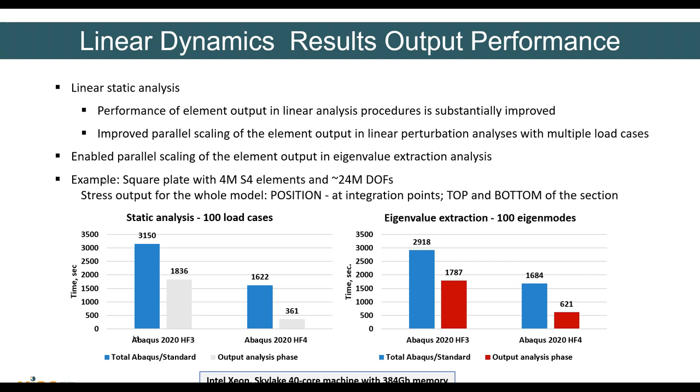So here what we have shown is performance statistics. We have a simple problem, a square plate with 4 million S4 elements, that is equal to 24 million degrees of freedom. So this huge model has been run with these different scenarios, and the performance statistics are shown here. This blue line shows the total wall clock time, and the gray one shows the output analysis phase in the previous version.